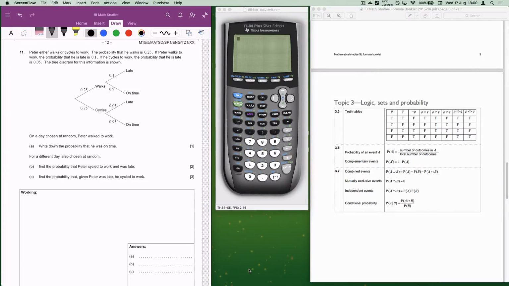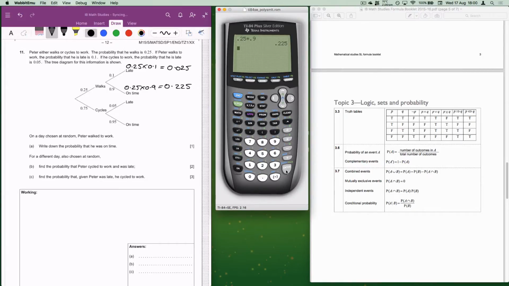So we want to work out the probability that he walks and is late, walks and is on time, cycles and is late, cycles and on time. And that's really quite straightforward. It's 0.25 times 0.1, which is 0.025. Then we're going to do 0.25 times 0.9. I'll just use the calculator. 0.25 times 0.9, and that's 0.225.